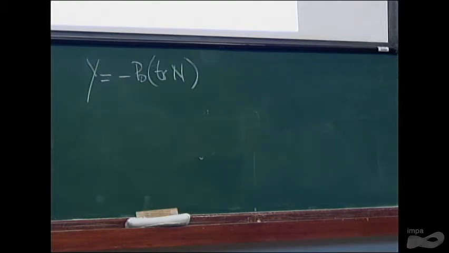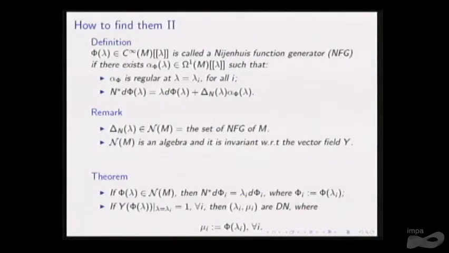Okay, so here now we have this result. This result, in some sense, answers the question of how to find the second set of coordinates without going to the Darboux theorem somehow. So if we can find a function in this n of m such that n star d phi I is equal to lambda I d phi I, where phi I is the evaluation of phi at the point lambda I, and if this condition is fulfilled, so we take the derivative with respect to y of this function, we evaluate this derivative at the point lambda I.